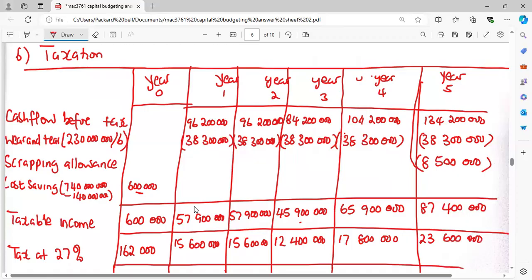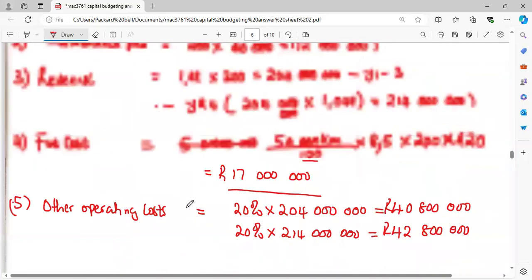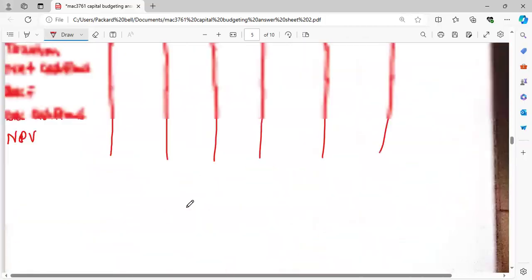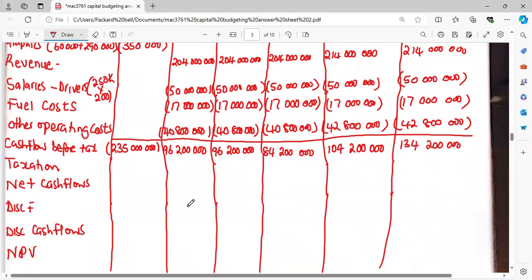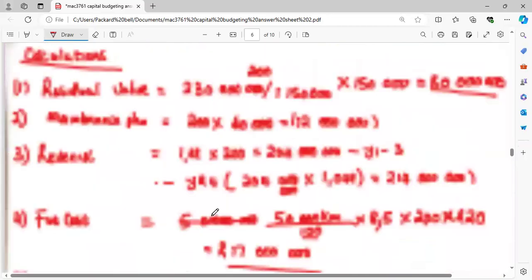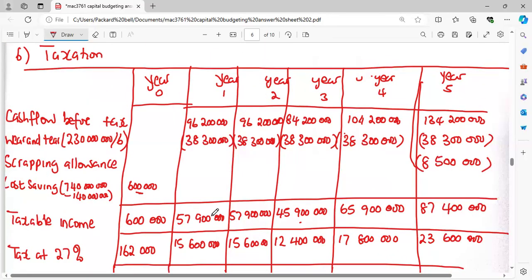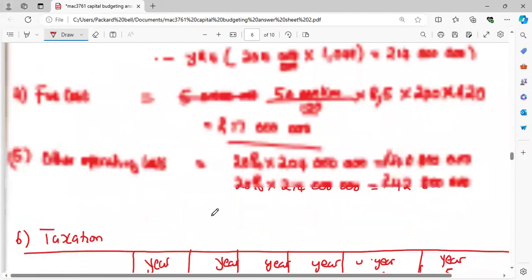So we go back to our table here, and fill in these taxes now. I think that's the only calculation that was left. Remember, here we're saying cash flow before tax. So this is our C6. So here we say 162,000. Is it 500? Does it have something? This is 162,000.